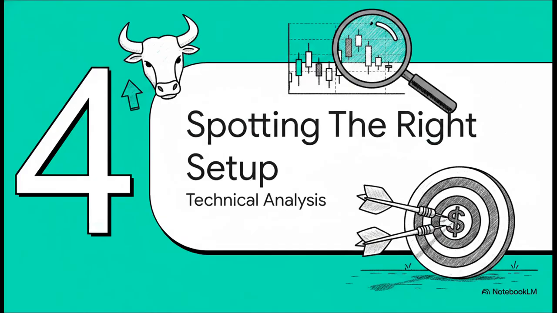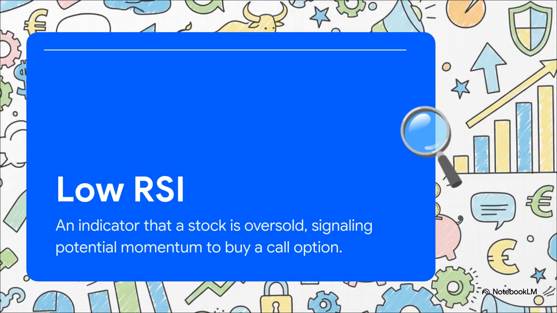Okay, section 4, spotting the right setup using technical analysis. So buying a call option is an inherently bullish strategy, meaning you need the stock to go up. And one of the absolute best ways to find a stock ready to move up is by using a technical metric called the RSI, or Relative Strength Index. Spotting a low RSI is a fantastic technical indicator that an asset is heavily oversold. It basically means the sellers are completely exhausted, the price has been beaten to a pulp, and it might just be the perfect opportunity to buy a call option before the stock inevitably bounces back.